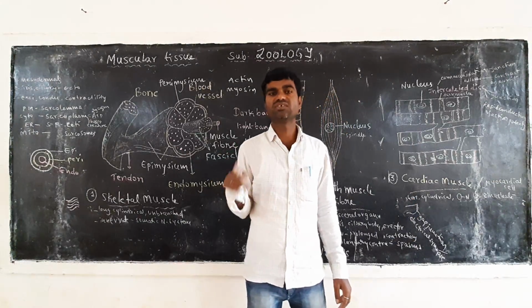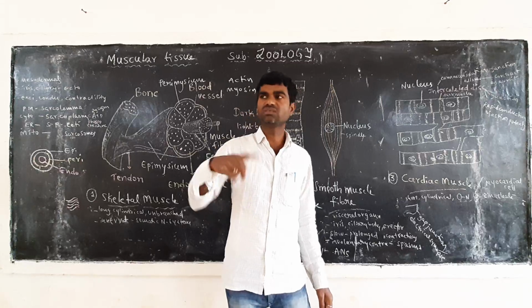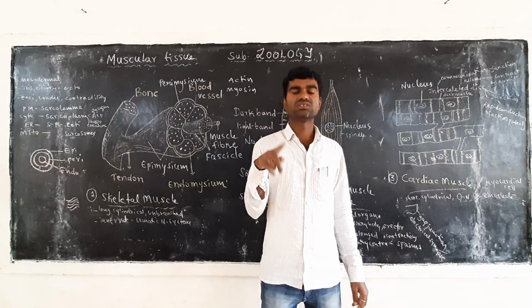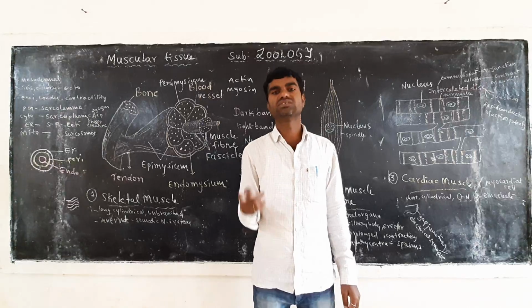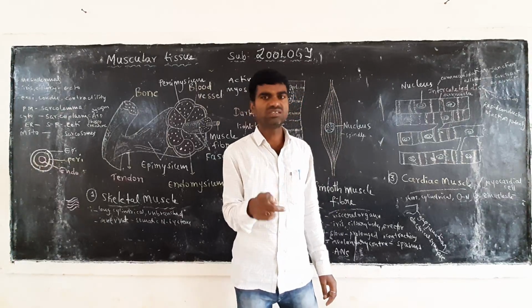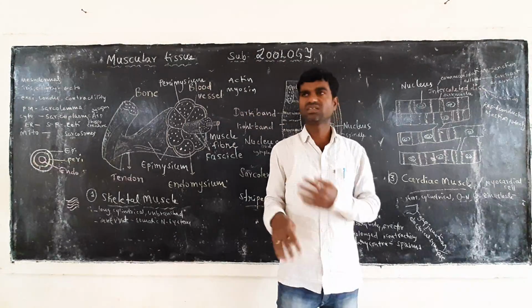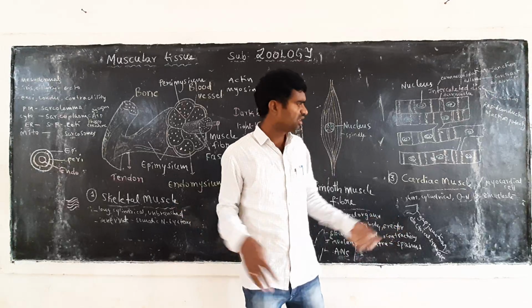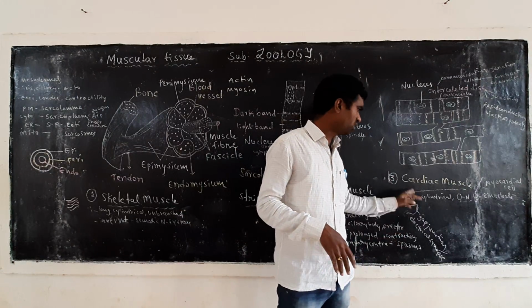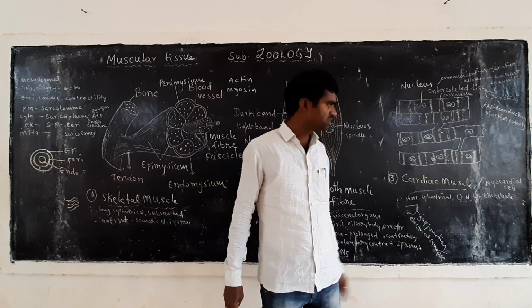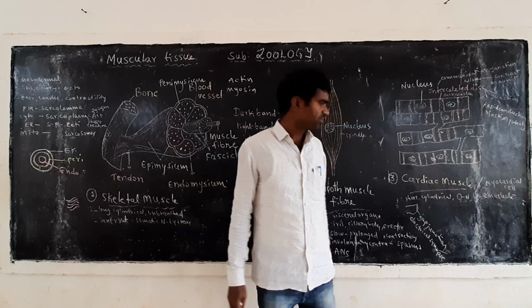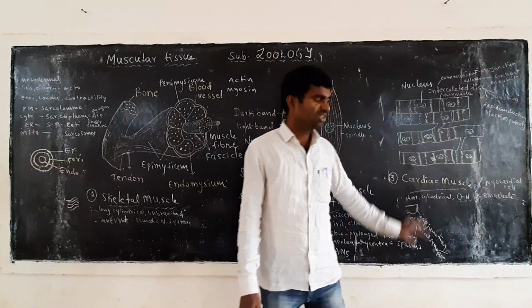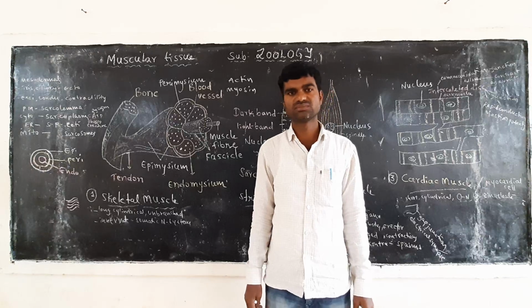cardiac muscle is innervated or regulated by hormones, that is epinephrine and norepinephrine, or adrenaline and noradrenaline, and renin, some other hormones also. Okay, likewise the cardiac muscle works in human beings. Okay, so this is about the cardiac muscles, right?